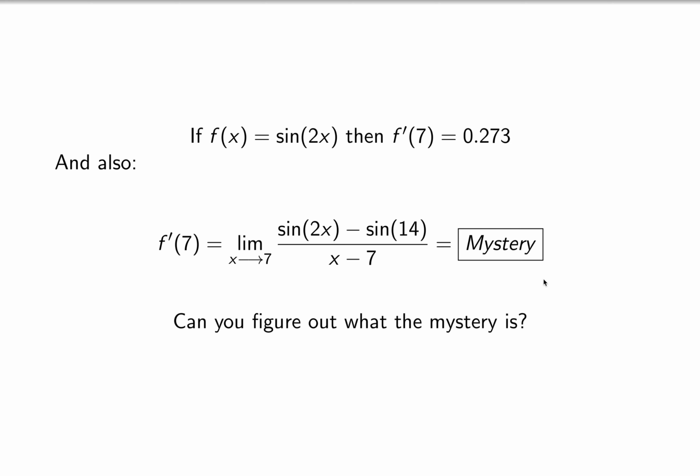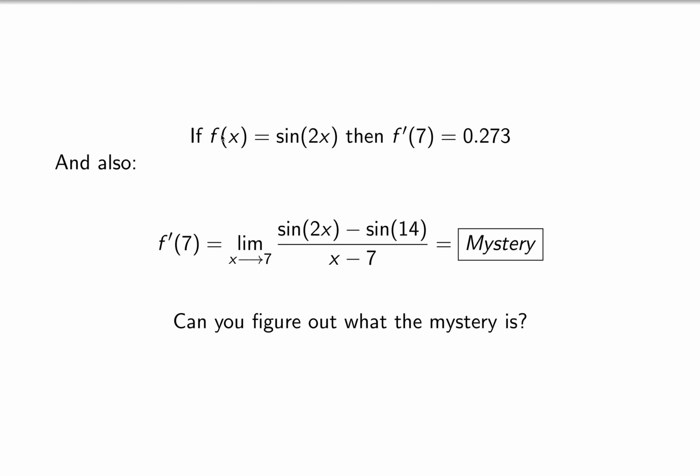But now, let me give you a recap. See if this makes any sense. So we saw that if the function is sine of 2x, then we know 100% that f prime of 7 is 0.273.